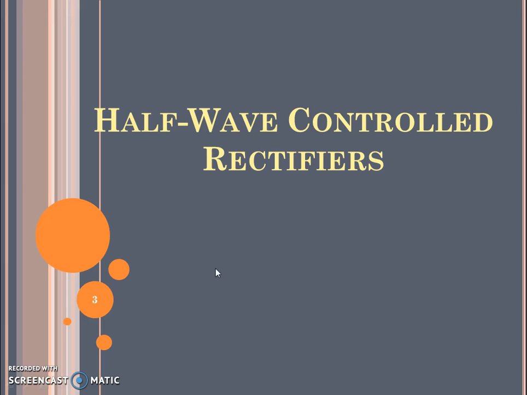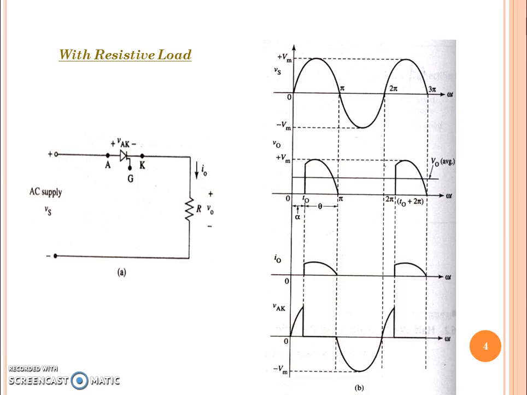Now we can look into the half-wave controlled rectifier circuit. As shown in the figure, this is the corresponding circuit configuration of the half-wave controlled rectifier. In this circuit configuration, the thyristor switch is connected to a resistive load. The entire configuration is powered by an AC supply. So this is the corresponding waveform performance of the half-wave controlled rectifier.